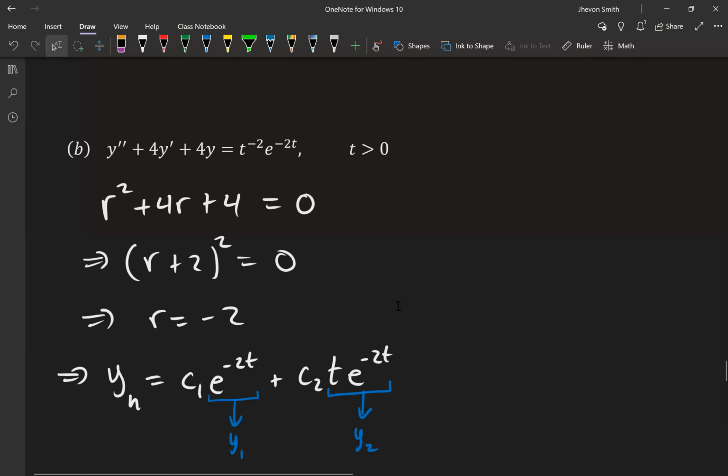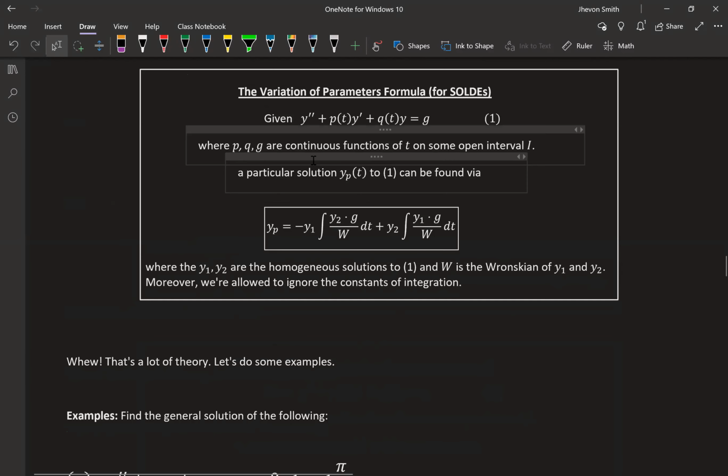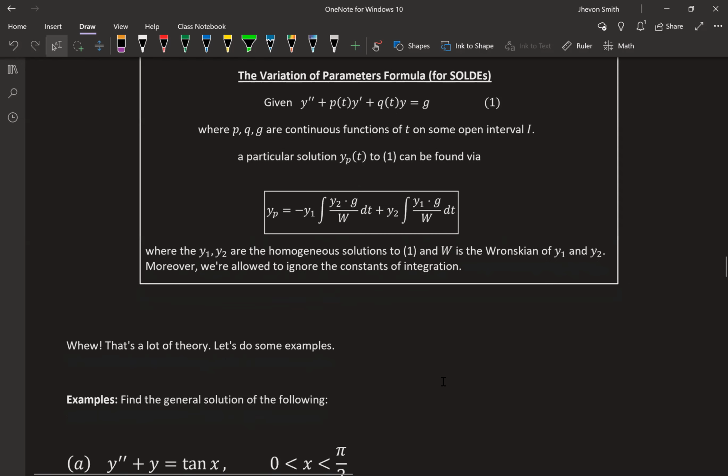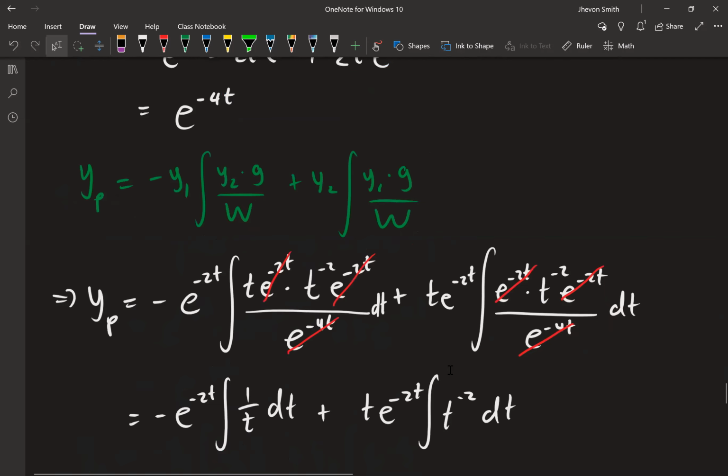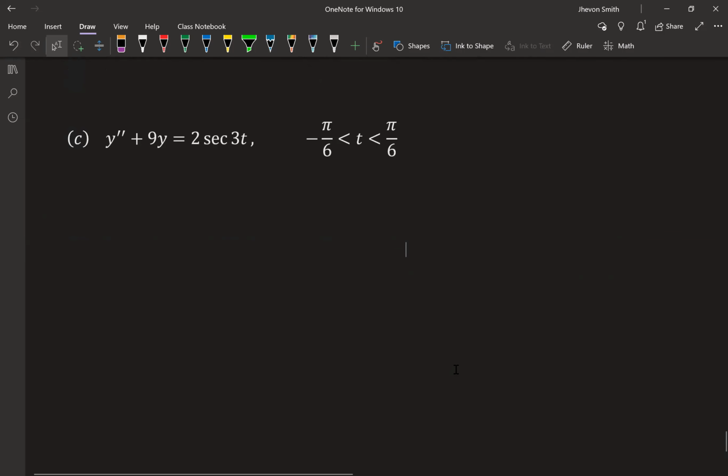If you want to know variation of parameters for what you'll need in this class, technically all you need to do is know that box right there. And then you just need to know, if I want to find a general solution, I have to add the homogeneous solution to the particular solution that comes from this formula. And that's that. Here's another one.